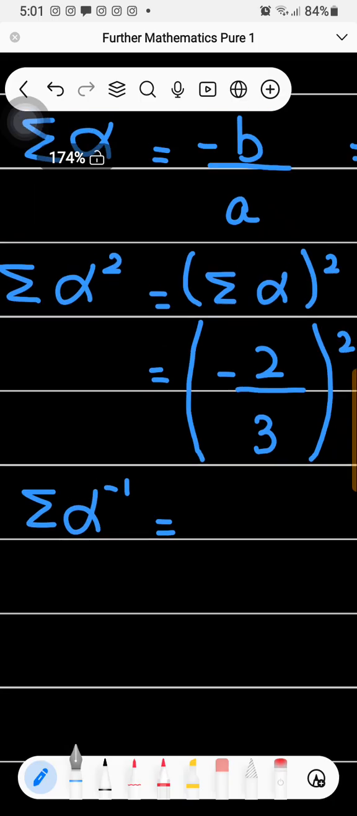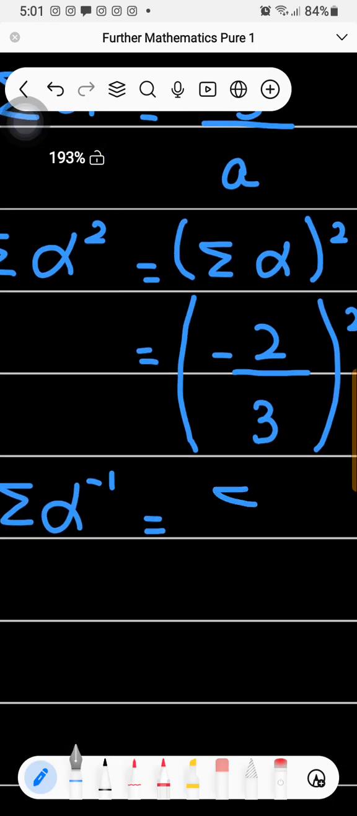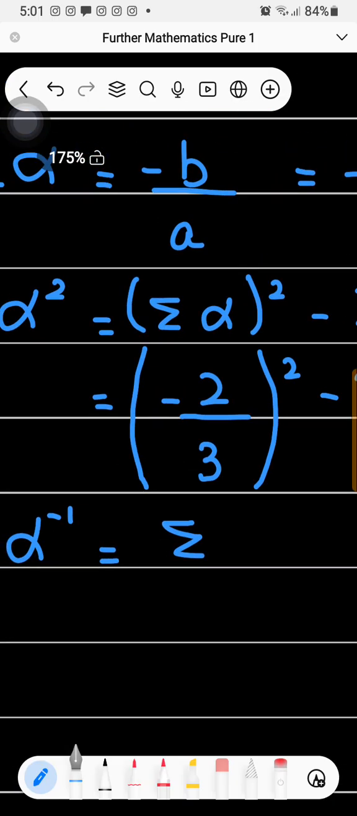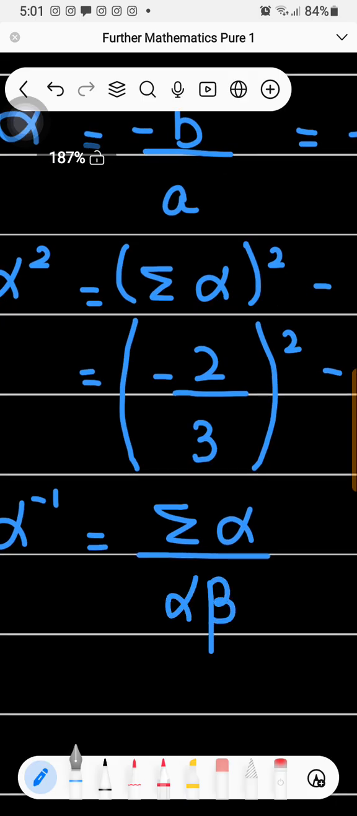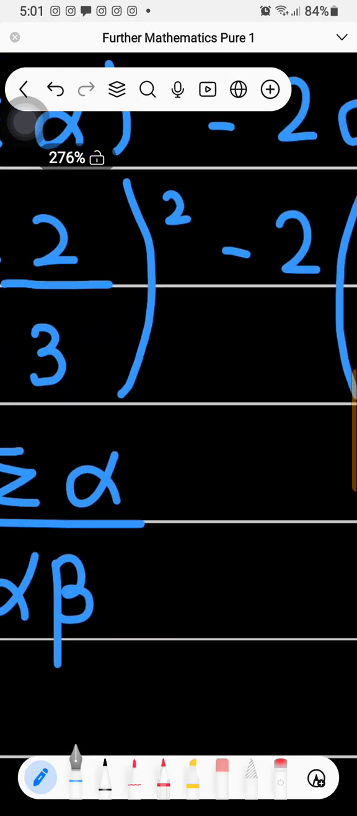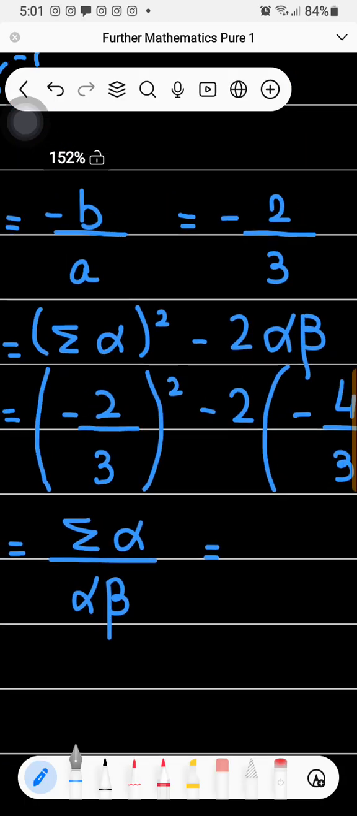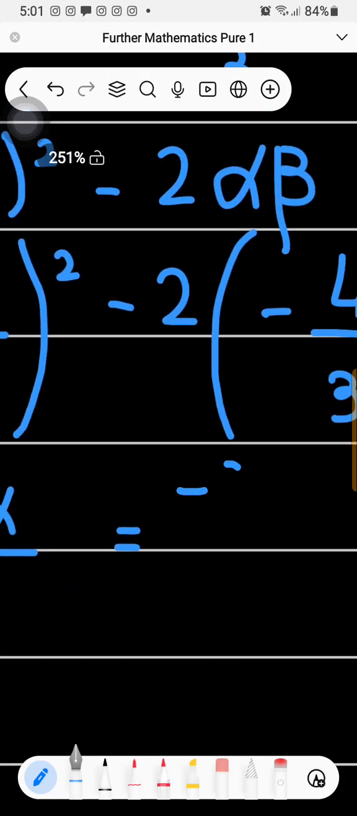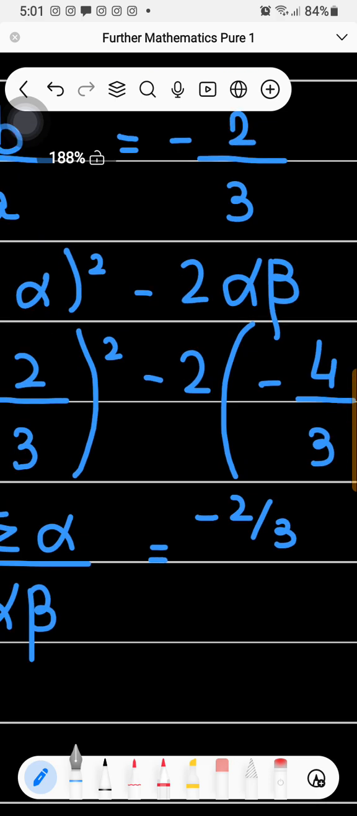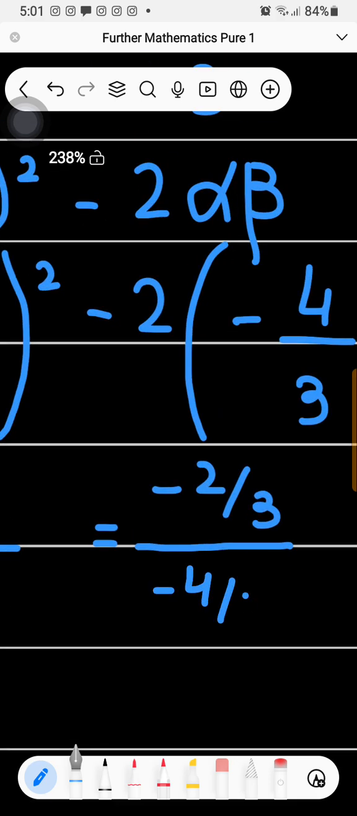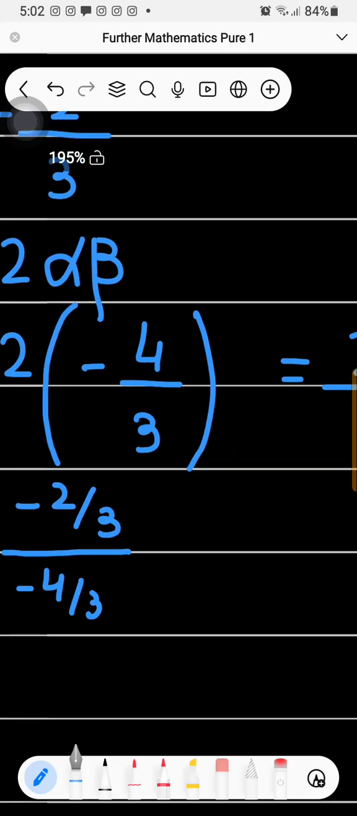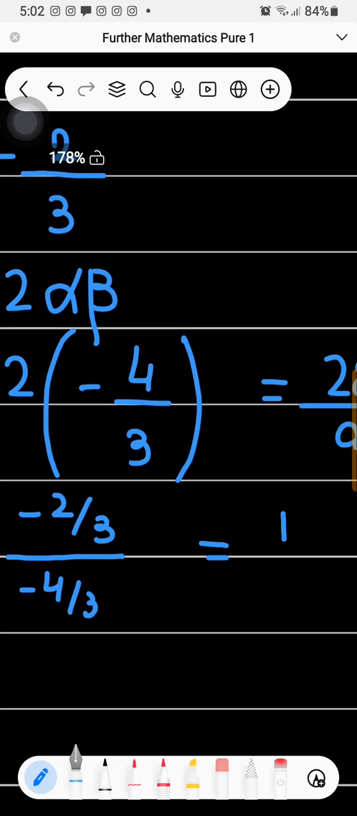We had learned the formula that sum of alpha minus 1 is equal to sum of alpha upon alpha beta. Okay, so sum of alpha we had found as minus 2 upon 3, and alpha beta we had found as negative 4 upon 3. So we got it as 1 upon 2. So that's our answer.